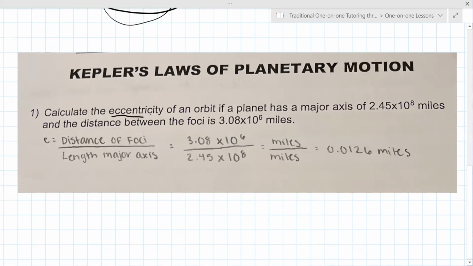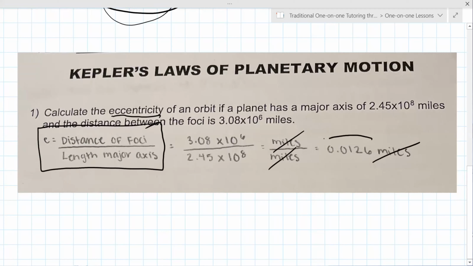So the eccentricity of an orbit, this formula is completely correct right here. This is something you might want to have down on there, and it's perfect the way it is. Distance of the foci over the length of the major axis. They give you these values, and they would have to be in the same units. That's why the units cancel out, so there's no units in this answer. It's just this value here.